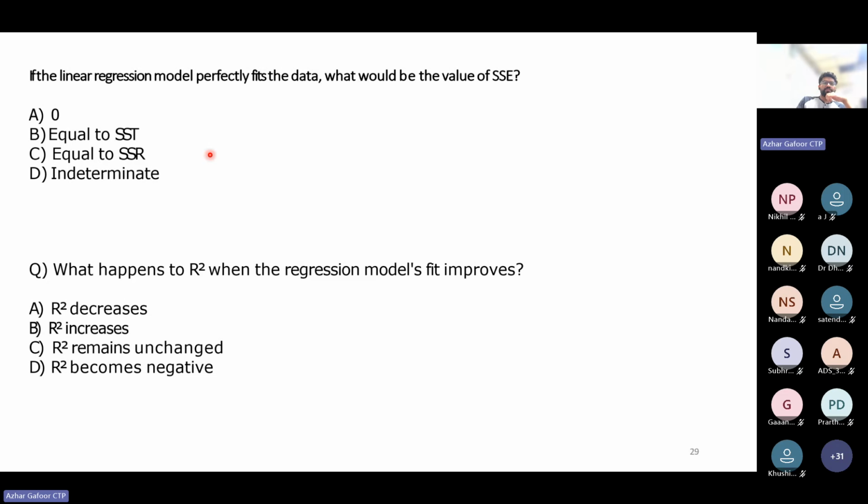So if the linear regression model perfectly fits the data, what would be the value of SSE? If it perfectly fits the data, all the data points will lie on the line or the fitted curve. So there will be no errors. So the total value of SSE, the true minus the predicted, will be equal to 0. And what happens to R square when the regression model's fit improves? We know R square determines the fit of the model. So R square will increase.